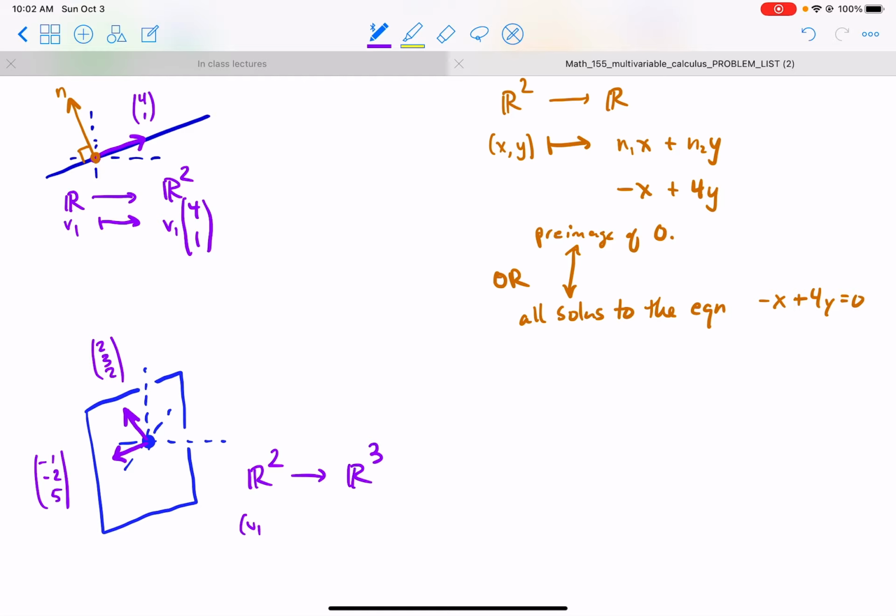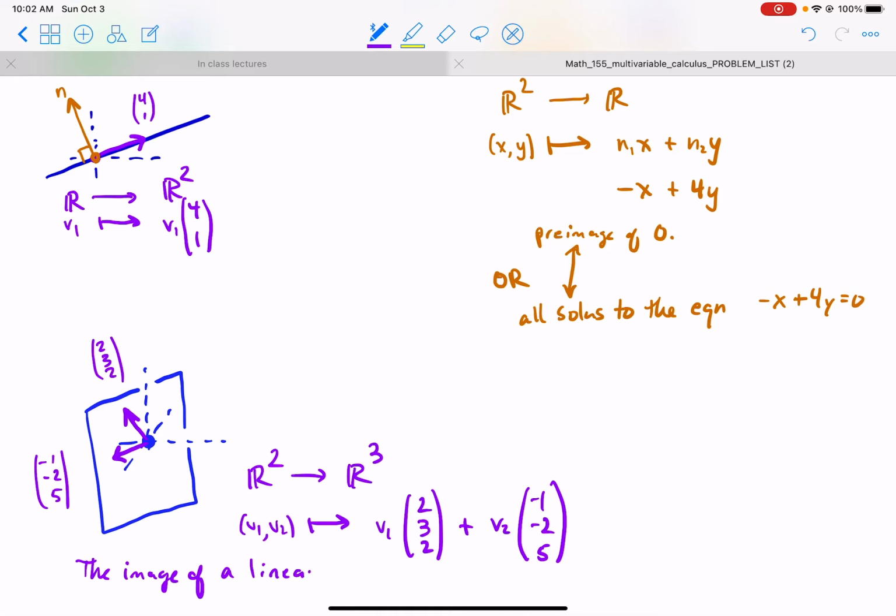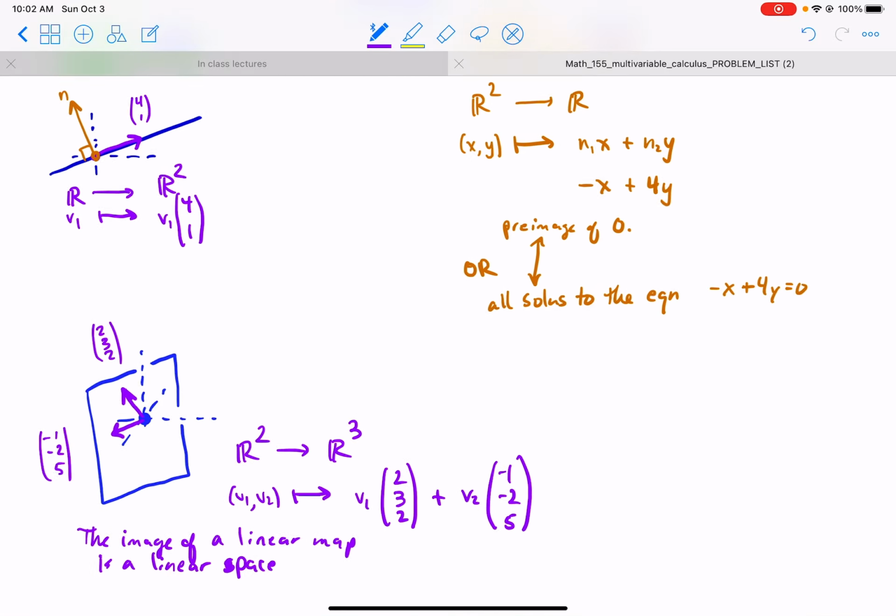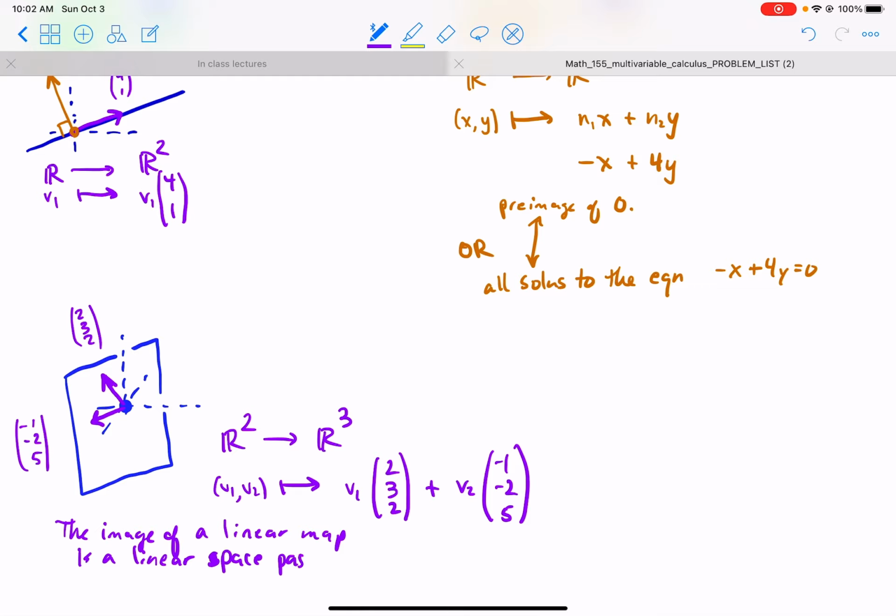What do I do? I'll take v1, v2, two real numbers, and send them to v1 times the first vector plus v2 times the second vector. A linear combination. This is a linear map, and the image is the plane. So the image of a linear map is a linear space. Either it could be a line, it could be a plane, it could be a higher dimensional version. The image of a linear map is a linear space passing through the origin.